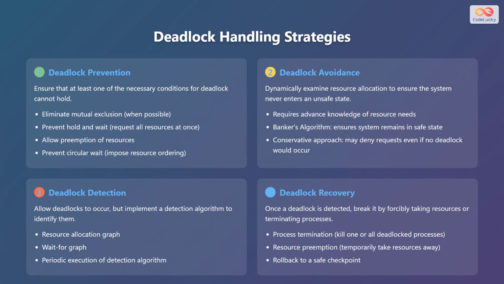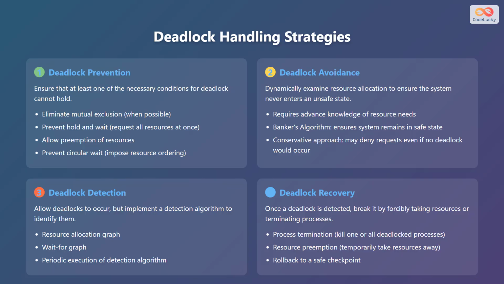There are four main strategies for handling deadlocks. First, deadlock prevention ensures that at least one of the necessary conditions for deadlock cannot hold. This involves eliminating mutual exclusion when possible, preventing hold and wait by requesting all resources at once, allowing preemption of resources, and preventing circular wait by imposing resource ordering.